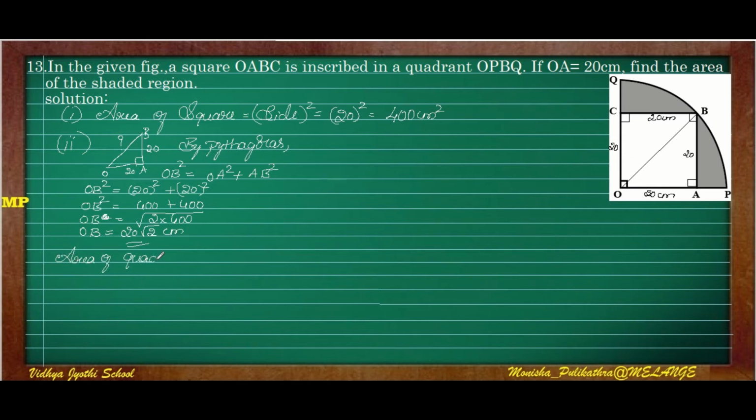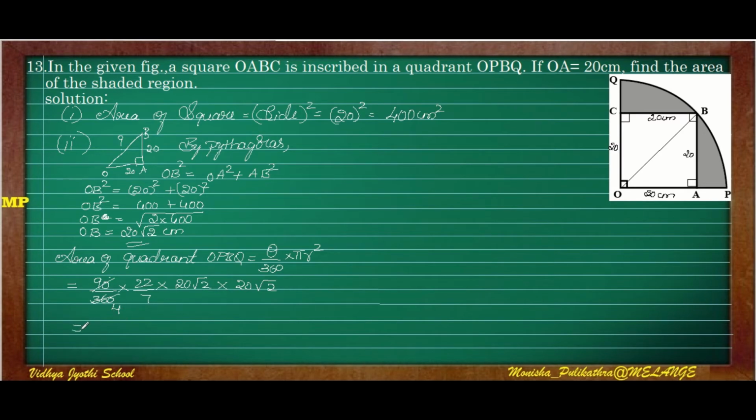The area of quadrant OPBQ is equal to theta by 360 into pi r square. So theta is 90 degree. So 90 by 360 into 22 by 7 into r square, where r is the radius, which is 20 root 2. So 20 root 2 into 20 root 2.